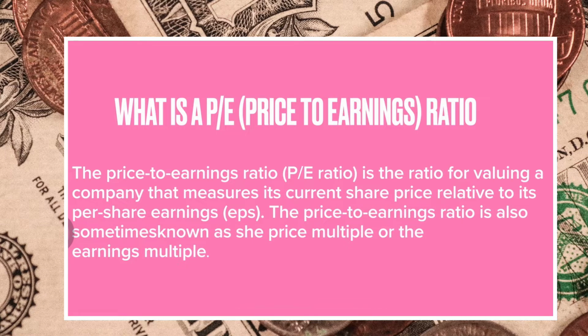PE ratio, or price to earnings ratio, is the ratio for valuing a company that measures its current share price relative to its per share earnings, so EPS. The price to earnings ratio is also sometimes known as the price multiple or the earnings multiple. So basically what this is saying is it is the price you pay per share divided by the earnings, and that's the multiple that you're paying for the company. So if a company is 100 times earnings, you're paying $100 times the earnings.